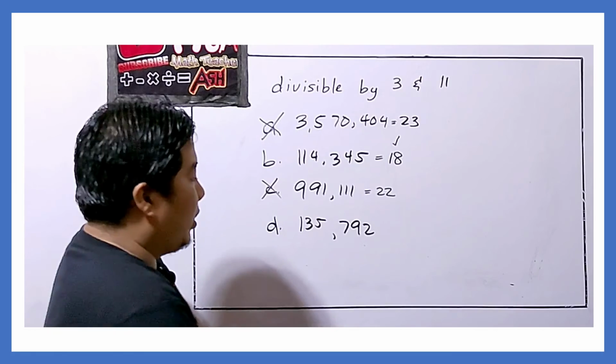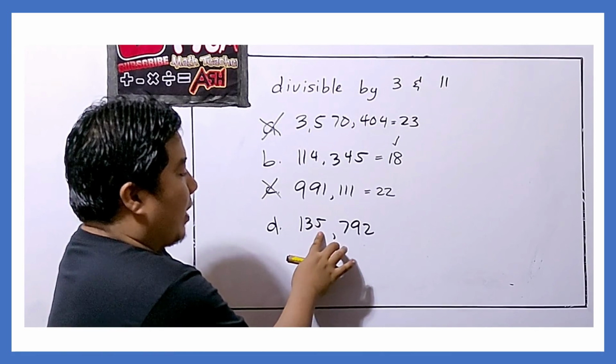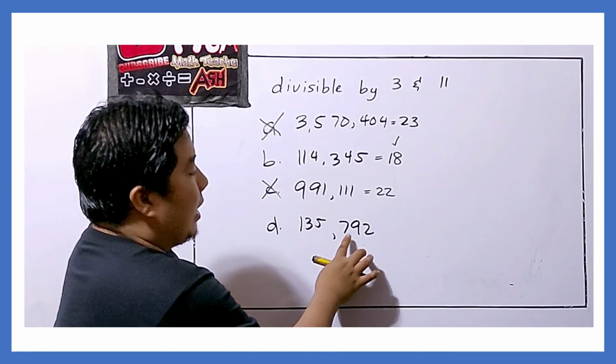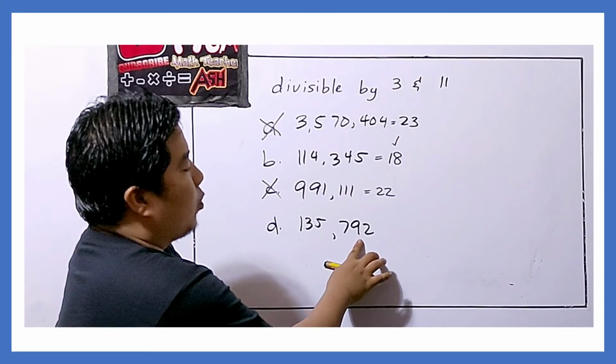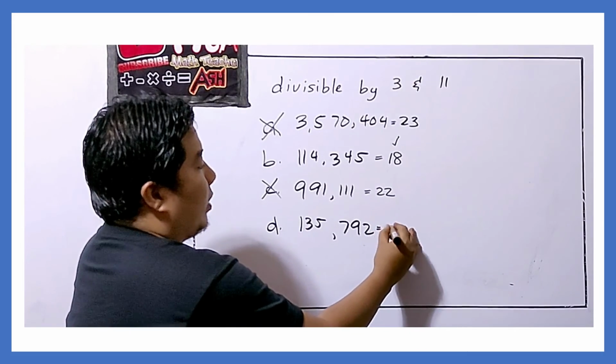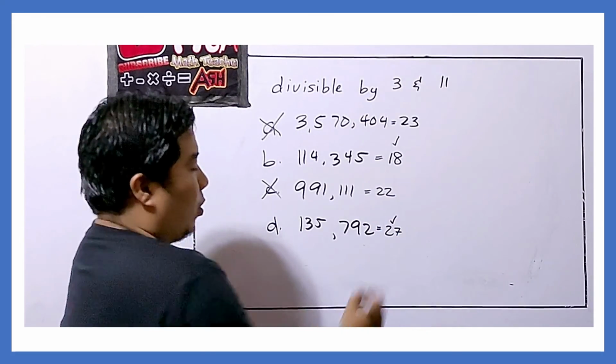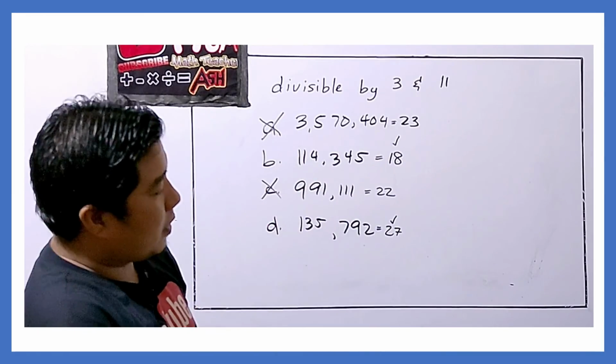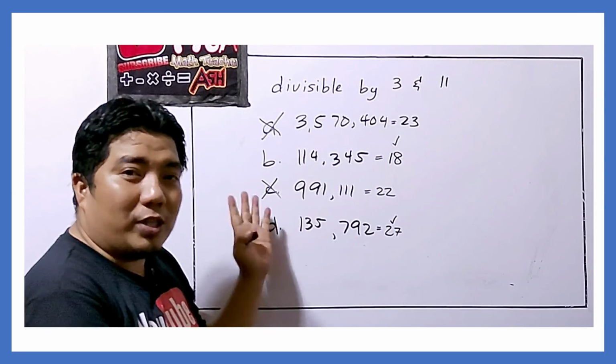And finally, we have letter D. 1 plus 3 is 4, plus 5, 9. 9 plus 7 is 16. 16 plus 9, that is 25. 25 plus 2, that is 27. This is also divisible by 3. Now, we only have 2 choices left.